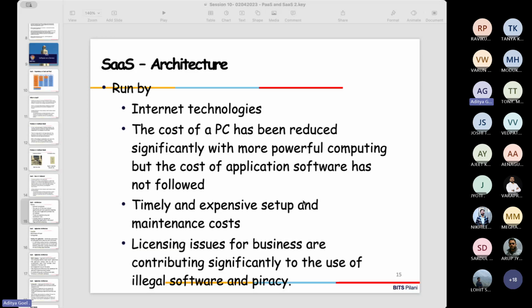So architecture-wise, how is it placed? Now it is run by internet technologies. If we compare the cost of a PC to the cost of an application, the cost of a PC has definitely come down these days. If we want to purchase a PC these days, I can have it at a minimum of 12 to 15,000, I think. I'm talking about a desktop PC, guys, don't get confused. But application cost reduction has not yet happened in that manner. If I have to set up certain things, it still costs me a very big bomb.